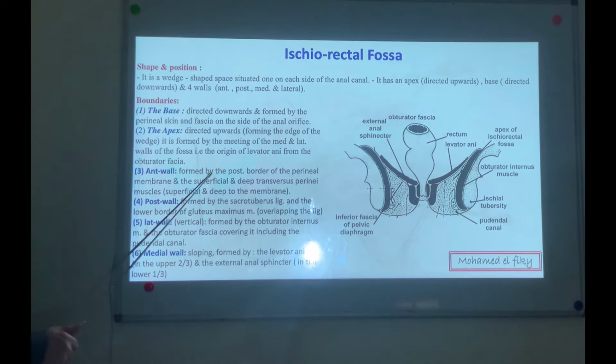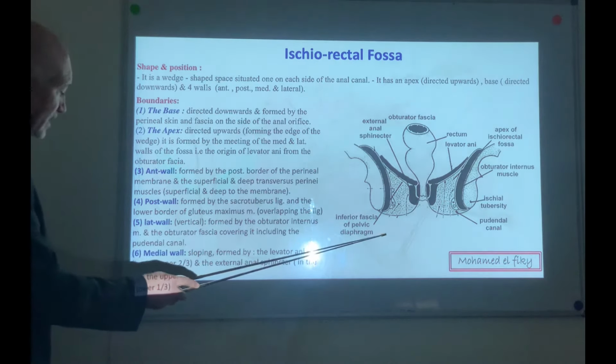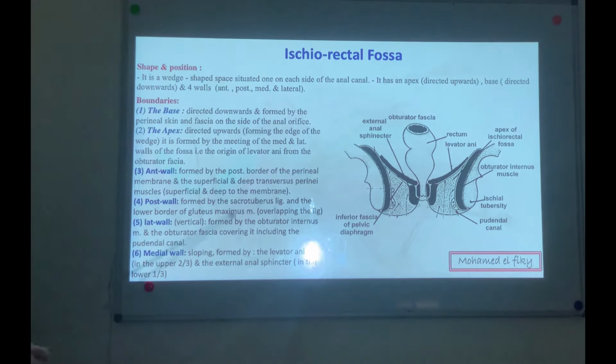Anteriorly, the posterior border of the perineal membrane. Posteriorly, the sacrotuberous ligament and the gluteus maximus muscle, which takes origin from this ligament. Lateral wall: obturator internus muscle and obturator fascia, and the pudendal canal, including the pudendal canal.